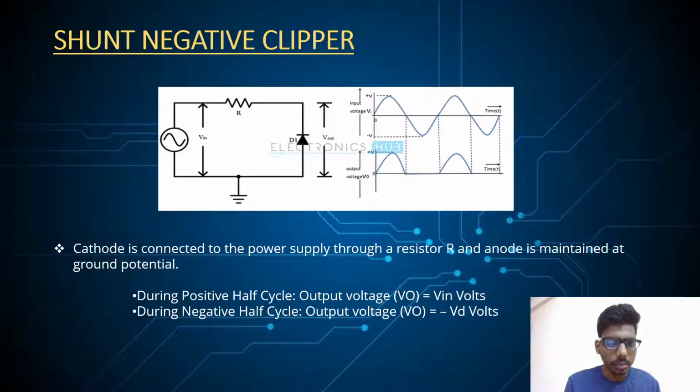And in the shunt negative clipper, the cathode is connected to the power supply through the resistor R and the anode is maintained at ground potential. So during the positive half cycle, V output is V in, and during the negative half cycle, V output is equal to minus the diode threshold voltage.